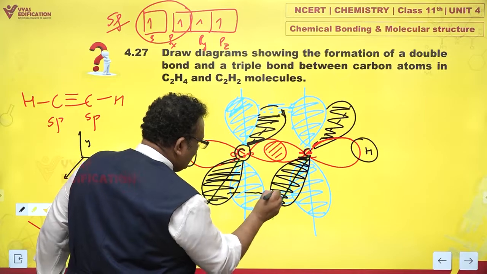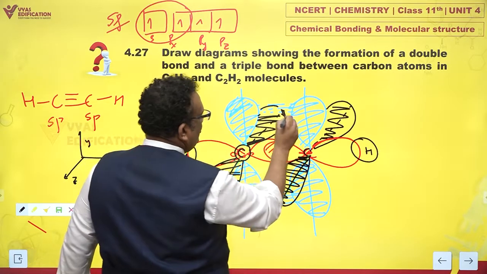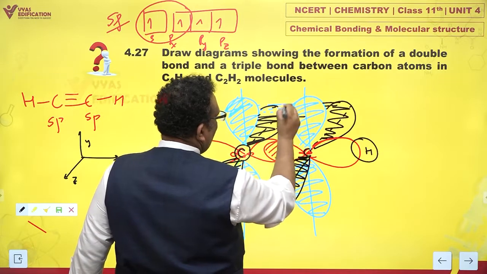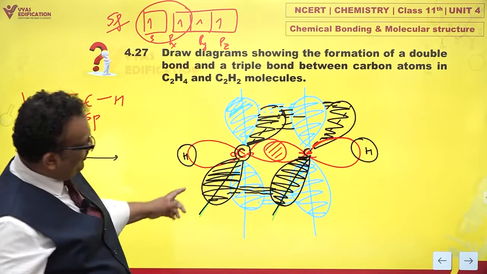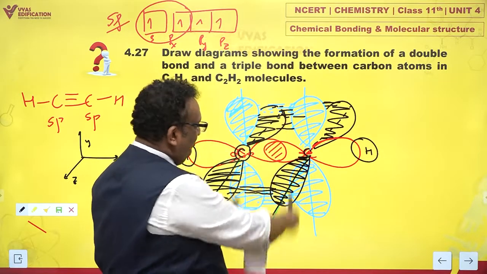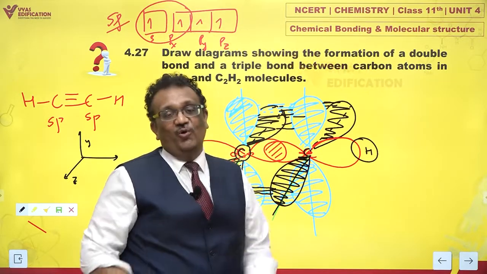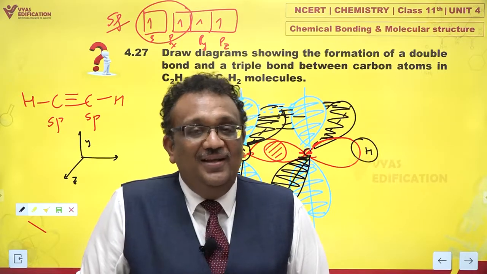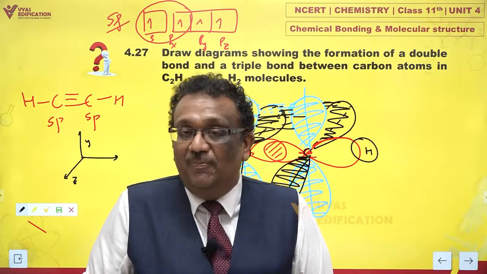And the black ones also, you could show the overlap happening like this. From somewhere, these dotted lines are coming and overlapping like this. So pz is overlapping with pz, py with py, and this is the overall diagram showing the bond formation in acetylene. It's a triple bond.